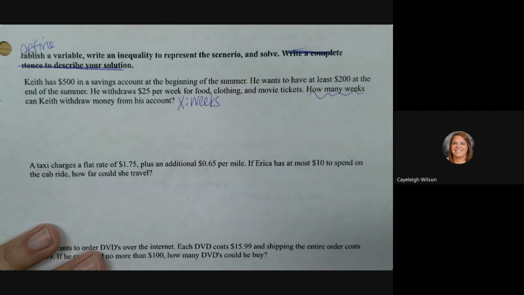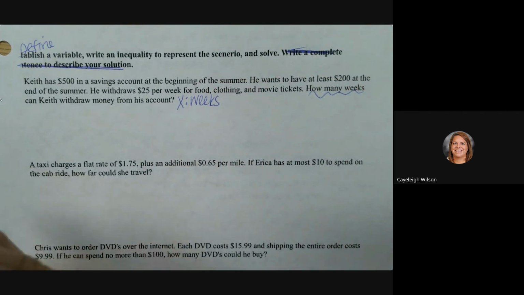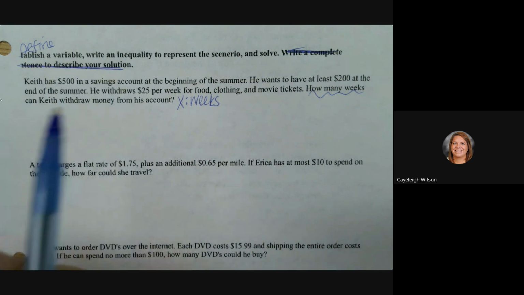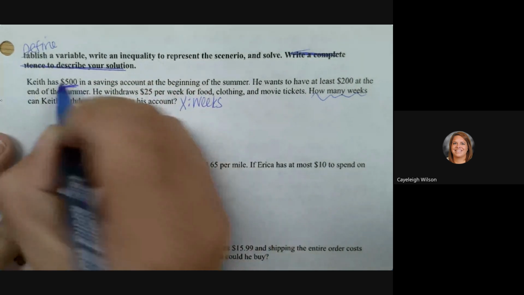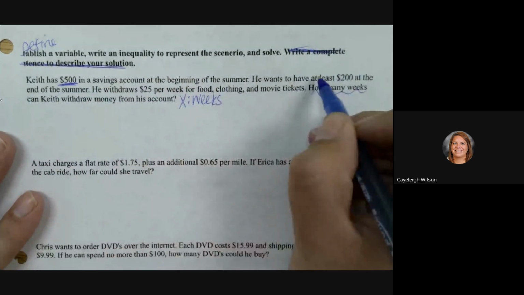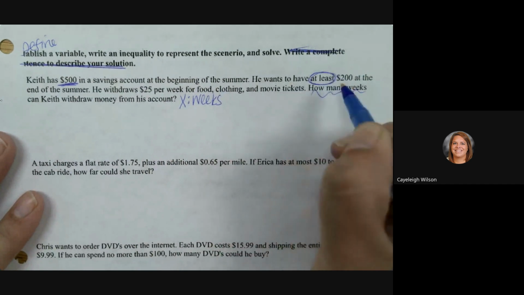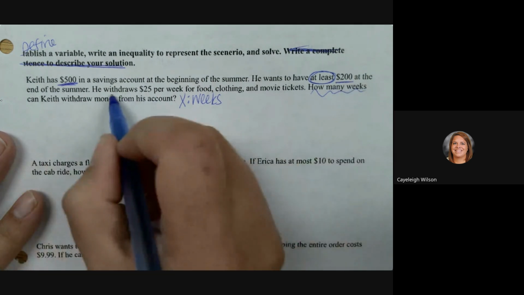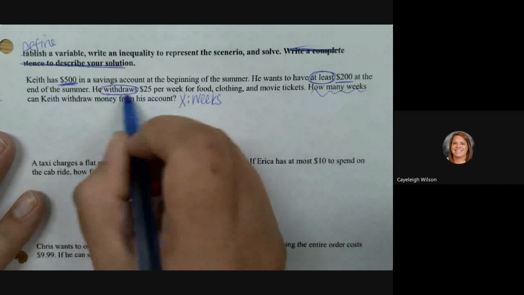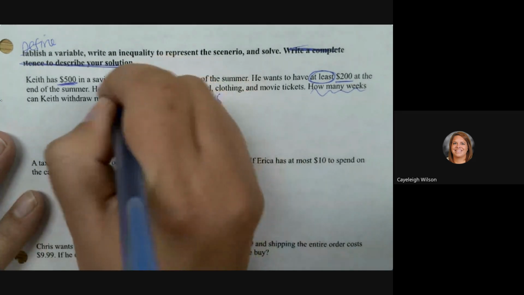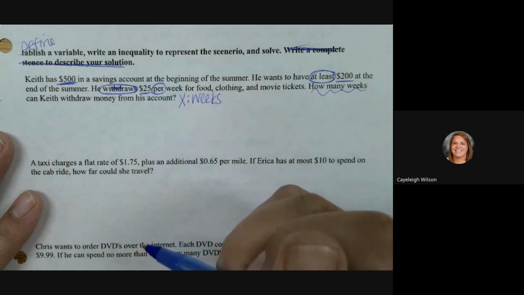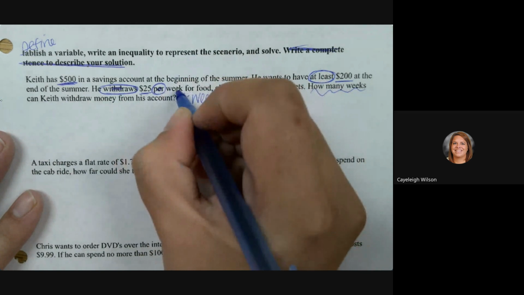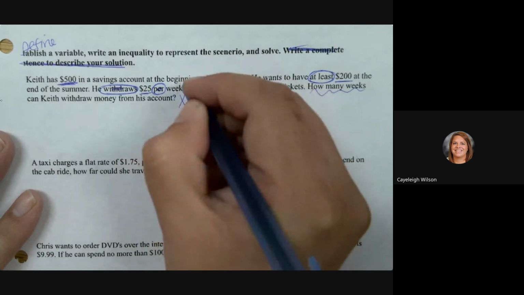After I find that X is weeks, I go back, I read the question again. I'm underlining numbers, I'm circling operational words, and where I see weeks, that's where I'm putting my X. So he has $500 in a savings account. He wants to have at least is going to be my inequality words that we talked about the other day. At least $200 at the end of summer. He withdraws, that's an operational word. What operational word is that? Subtraction. So I'm going to put a subtraction on it. $25 per is an operational word. What's that? Multiplication. Oh, week. Oh, good. I see week. That must be where I put my X.